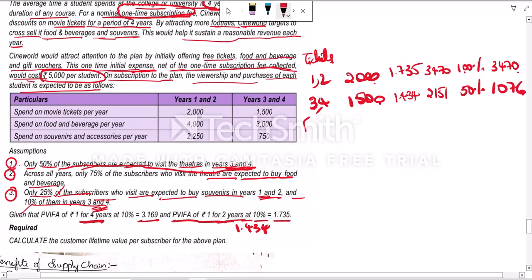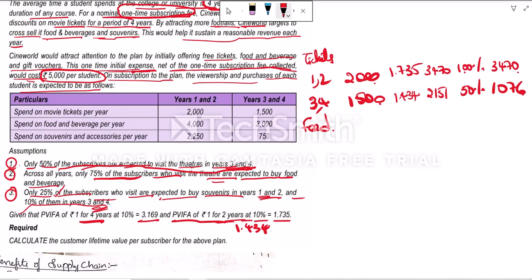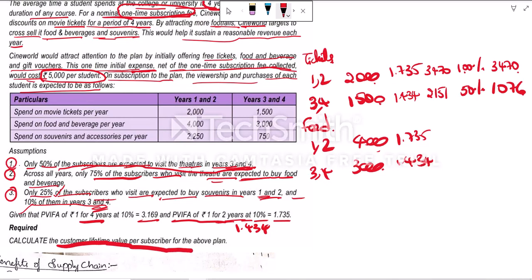Next, food. We have something to consider in food. Only 75% of subscribers who visit the theater are expected to buy. This is the very first thing you have to understand very carefully. The other things I will tell, but this 50% of subscribers is more important than any other thing. If they come in the first and second year, how much will be the cost? 4,000, and in the third and fourth, 3,000, with factors 1.735 and 1.434.